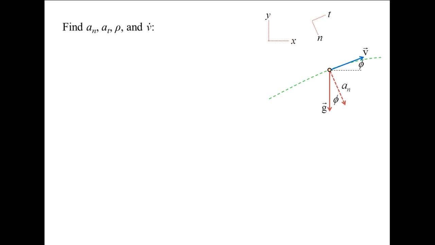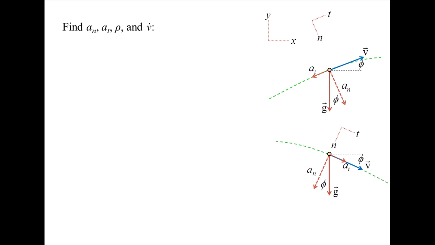At all points along the path, the tangential component of the acceleration vector is parallel to the velocity vector. As the ball travels upward, as shown in the diagram, the tangential acceleration component will be negative. When the ball travels downward, the tangential acceleration component will be positive.